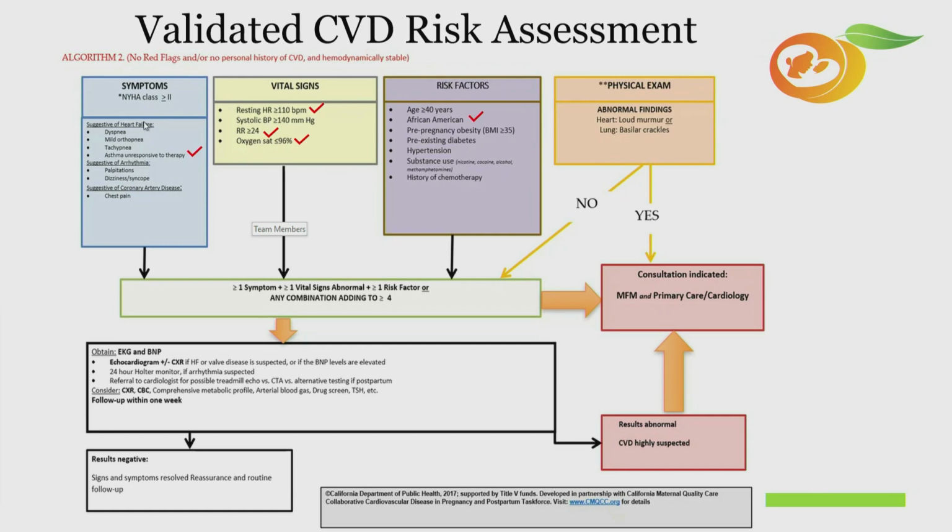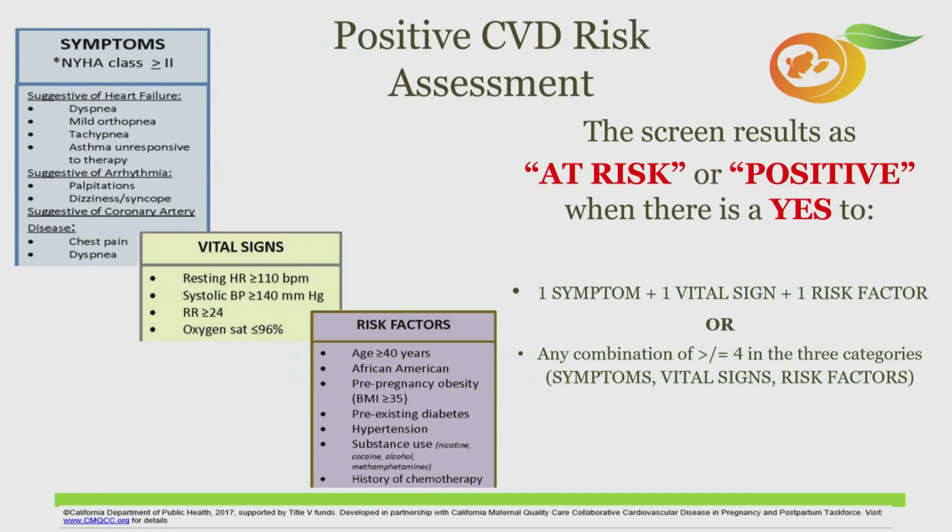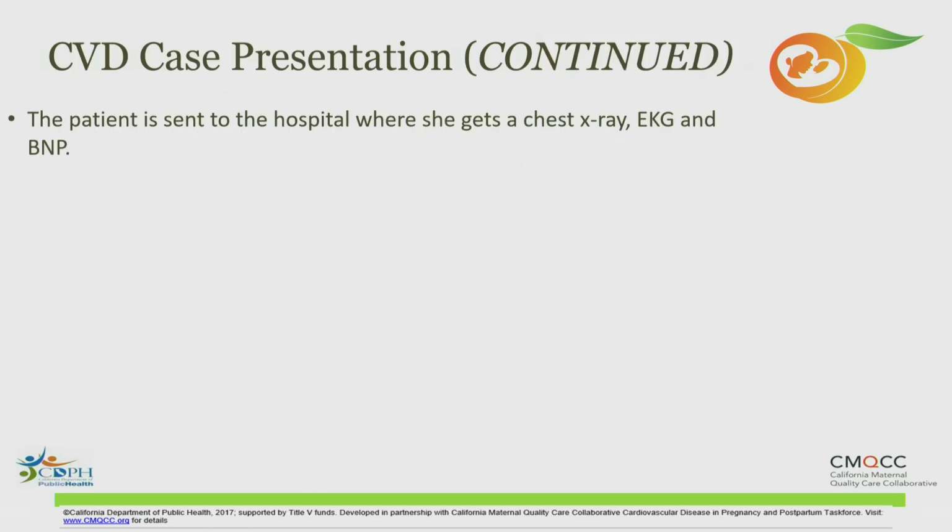She has at least one in each category, and she scored more than 4, right? So she goes to the next step. So again, remember, one vital sign, one symptom, one risk factor is a screen positive, or any combination in the three categories that add up to 4 or more.